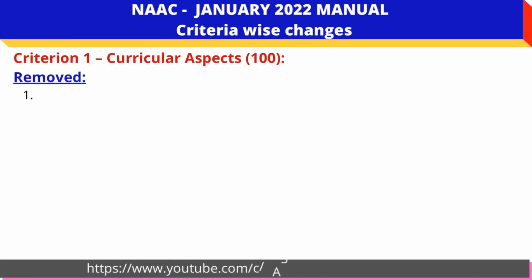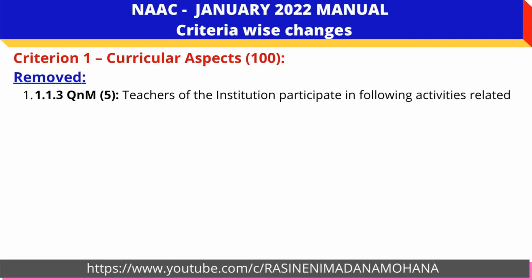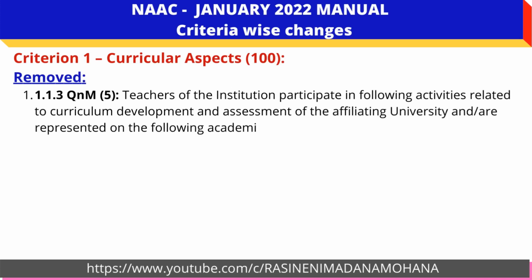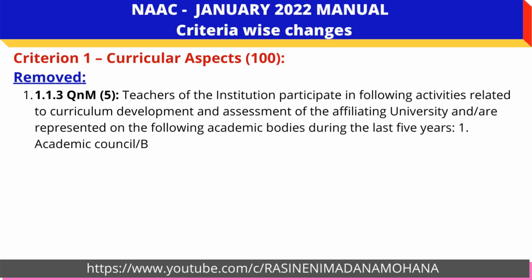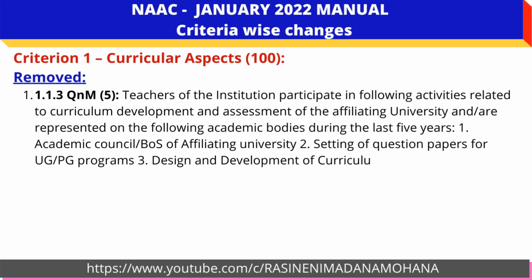Then coming to which are the metrics removed in criteria 1. 1.1.3, this is the old manual metric number, quantitative with 5 marks weightage. So what is that metric? Teachers of the institution participate in the following activities related to curriculum development and assessment of the affiliating university. Like academic council, BOS, setting of question paper, design and development of curriculum, then assessment and evaluation process of the affiliating university. This was removed.